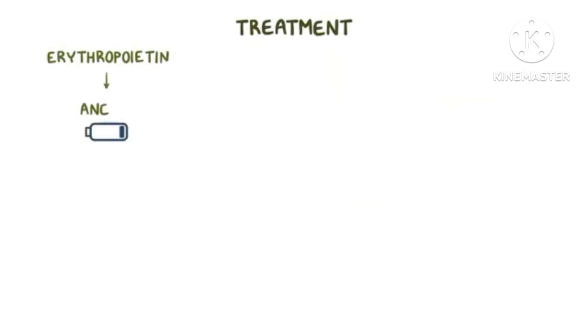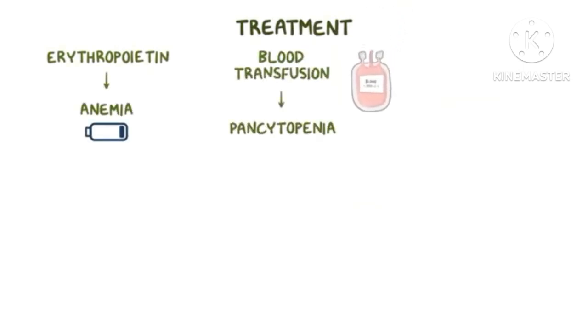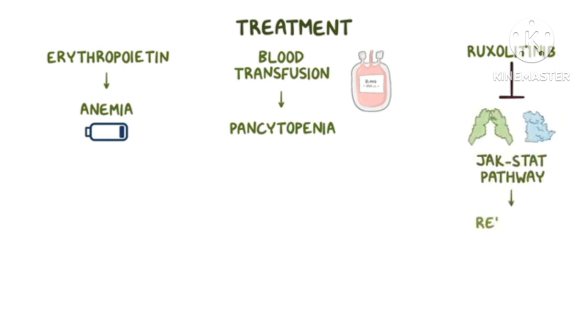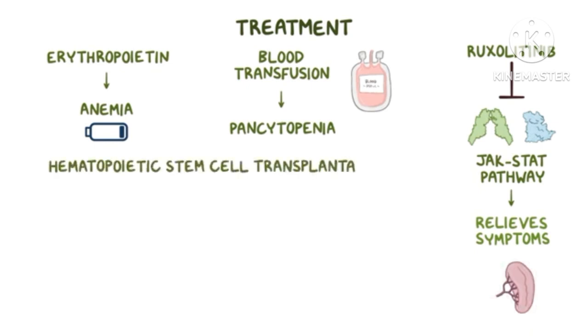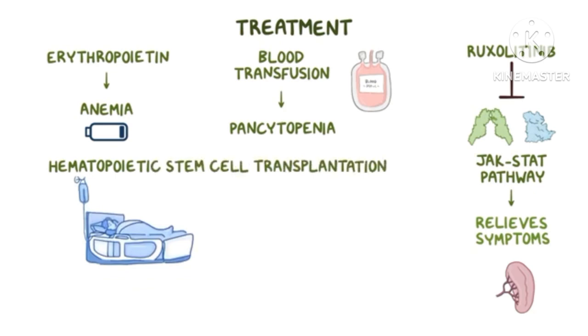Erythropoietin can be given for anemia, and blood transfusion can be given for pancytopenia. The medication ruxolitinib can help inhibit the JAK-STAT pathway, and it relieves symptoms and specifically causes a reduction in spleen size. Alternatively, a hematopoietic stem cell transplantation, which comes with its own risks, can be done to potentially cure myelofibrosis in some individuals.